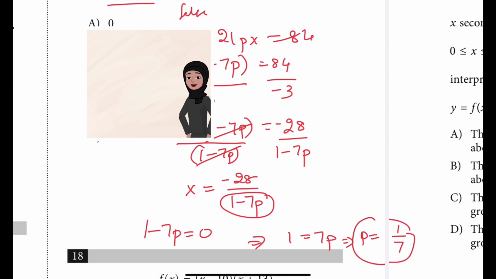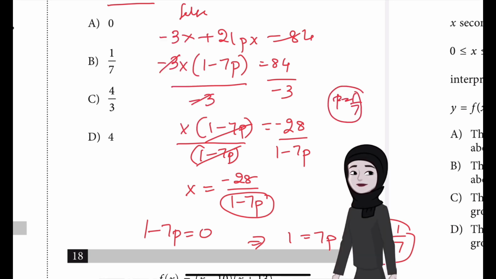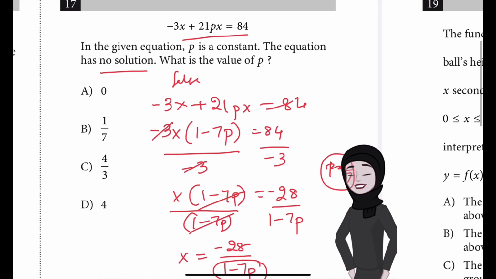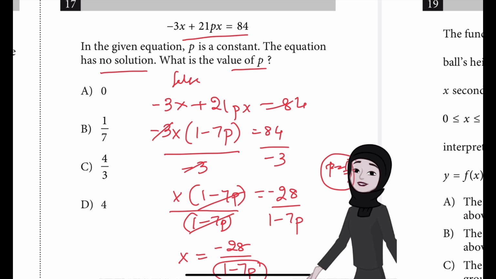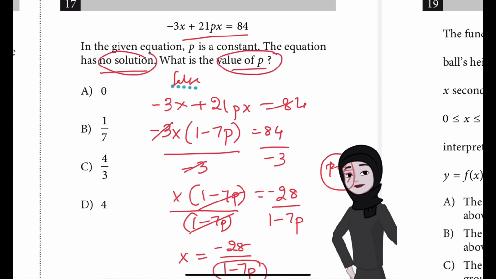So what does that mean? It means that the given equation has no solution if and only if the value of p is equal to 1 by 7. At this point, we will not have a solution. This is what the question wants us to calculate: the value of p when the equation has no solution.